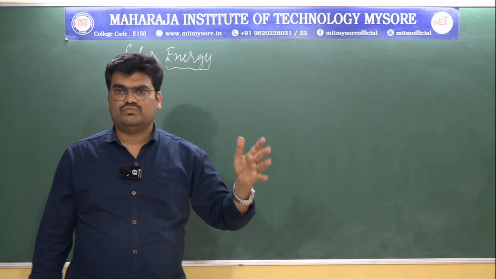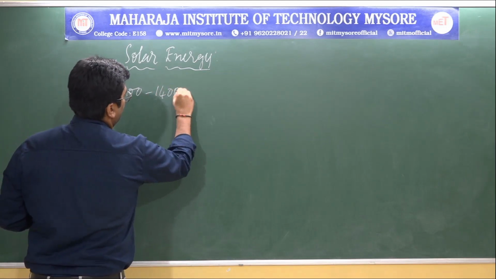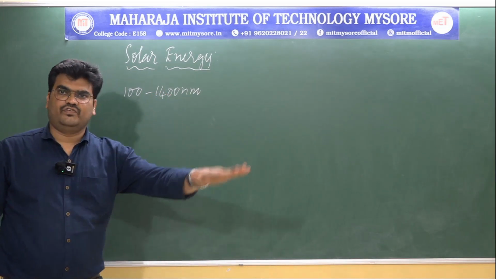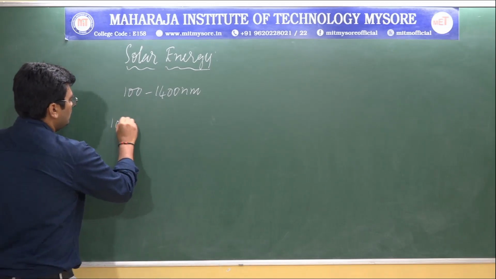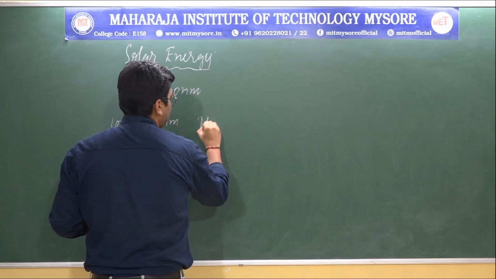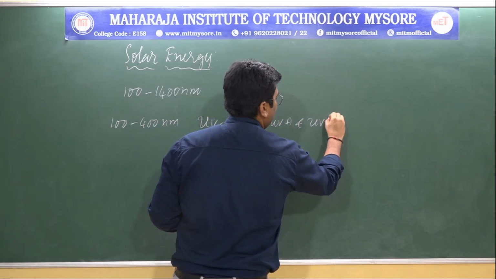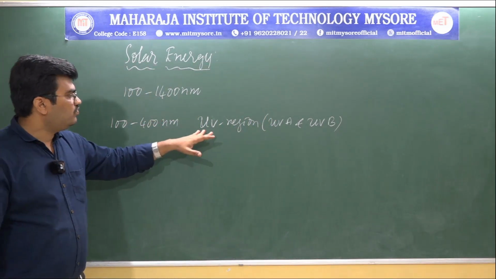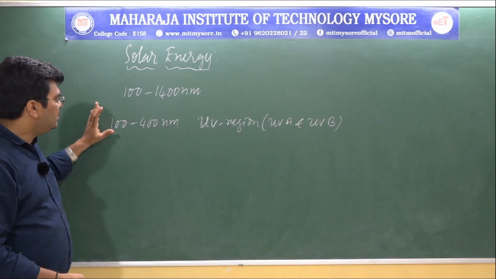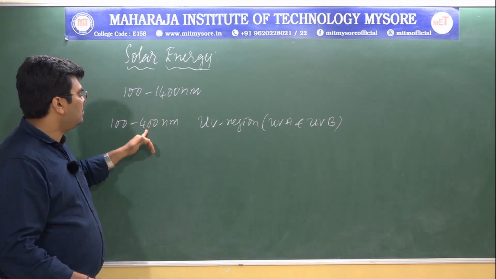If you look at the electromagnetic spectrum, the solar radiation in the range from 100 to 1400 nanometer falls on the Earth's surface. Out of this, the 100 to 400 nanometer range comes under the UV region, consisting of UVA and UVB rays, and sometimes UVC rays also. These ultraviolet radiations are dangerous to all living organisms on the Earth's surface. That's why they are absorbed by the ozone layer present in the stratosphere of our Earth's atmosphere, so they do not fall on the Earth's surface.